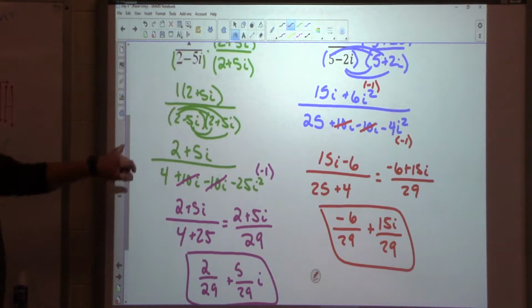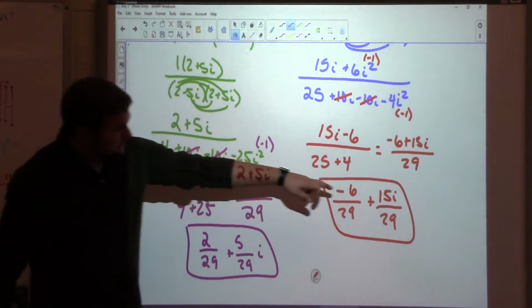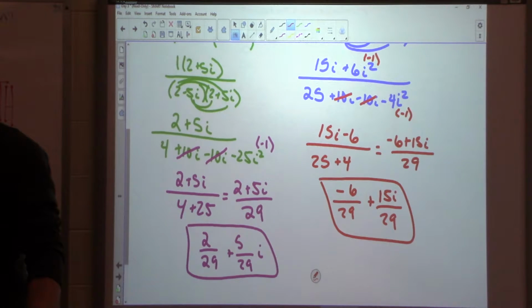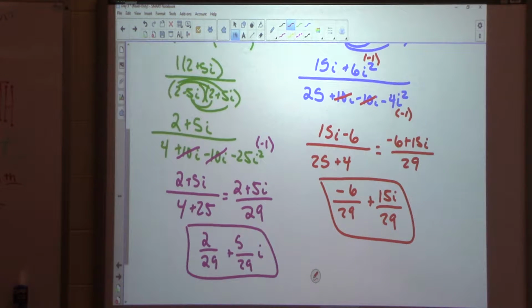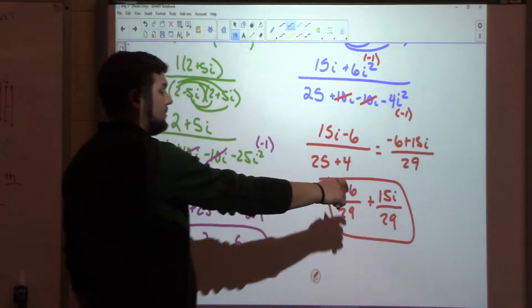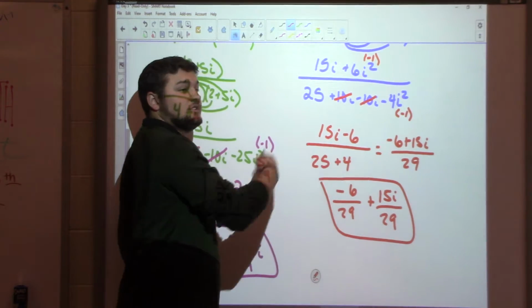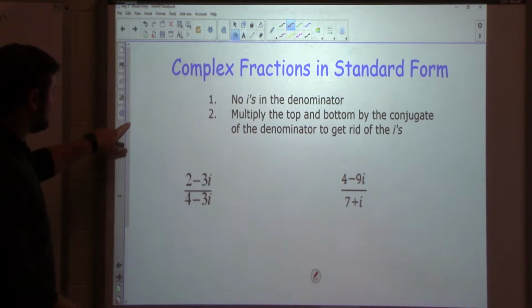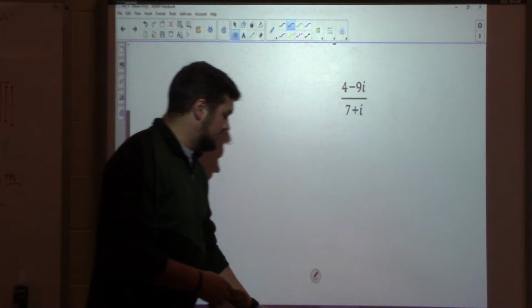If you want to write it like in the first one, where you put the 15 over 29 and the i out here, that is also okay. It doesn't matter what order you put it in, but you still need to put the real part first. So negative 6 over 29 still needs to come first, real plus imaginary. We've got 2 down and 4 to go. We'll do the third one together, then I want you to do the fourth one on your own.